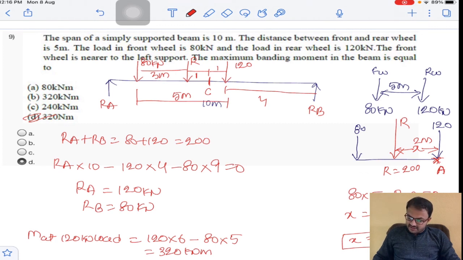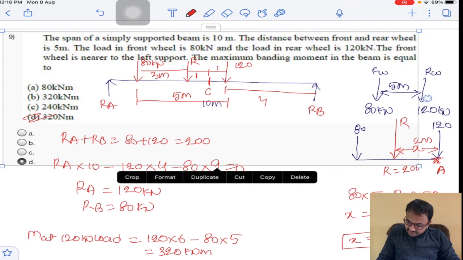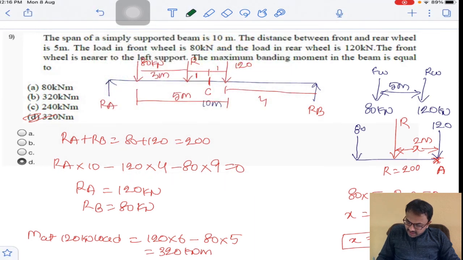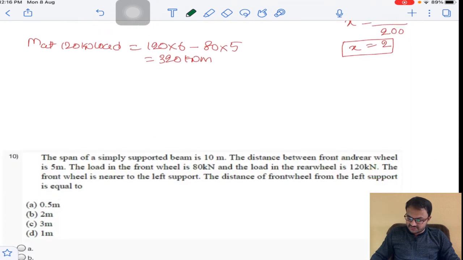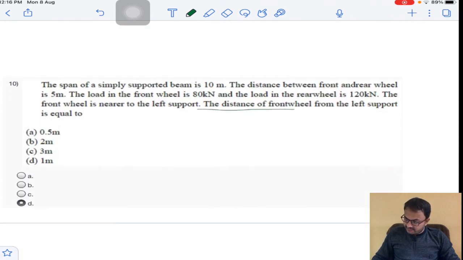In this, the distance between the left support and the 80 kilonewton load is from here to here, it is 5, 3 here, 1 here, 3 here, it will be 1 meter. The distance between the left support and the 80 kilonewton load is 1 meter. So that is the information asked in the next question. You can see the distance of the front wheel, the 80 kilonewton, from the left support is 1 meter. So in the last solution I explained, this is the answer for the last question. So it is D for the 10th question.